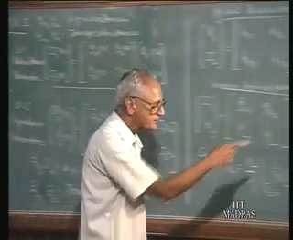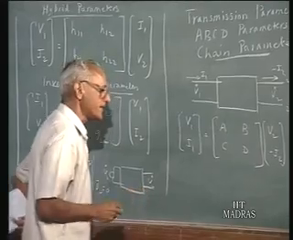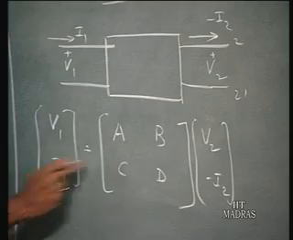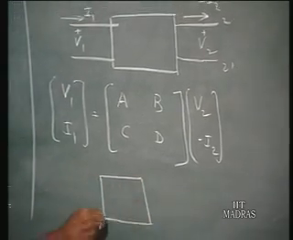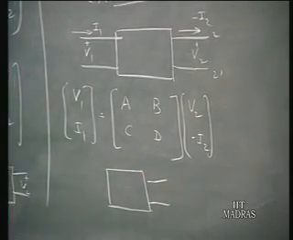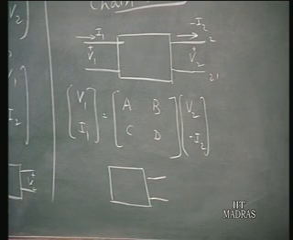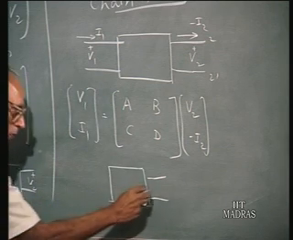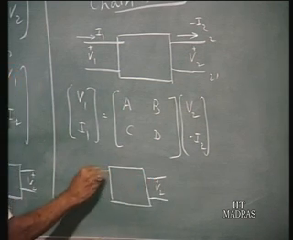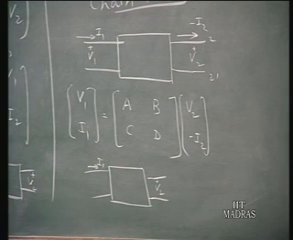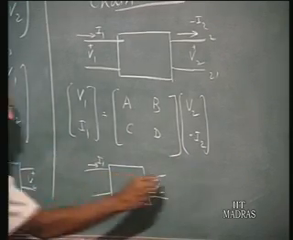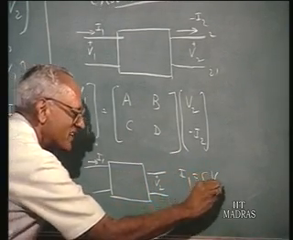Now, let us see how you find out C. C is the ratio of I1 to V2 when I2 is 0. So, I2 is 0, this is kept open circuited, and it is the ratio of I1 to V2. So, I1 equals C V2 when I2 is 0.